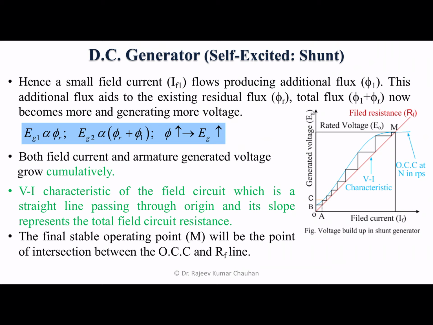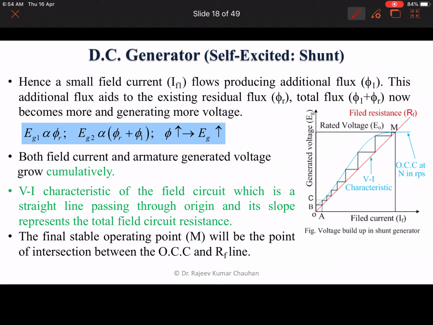Hence, a small field current IF1 flows producing additional flux. When the current flows through the field winding, flux is induced, and that flux is phi 1. This additional flux adds to the existing residual flux phi r. The total flux phi 1 plus phi r now becomes more, generating more voltage.